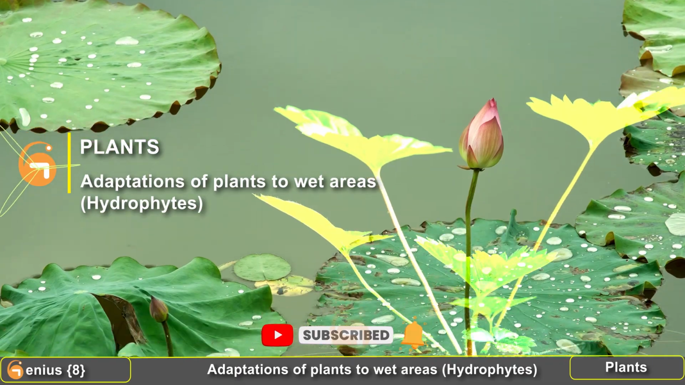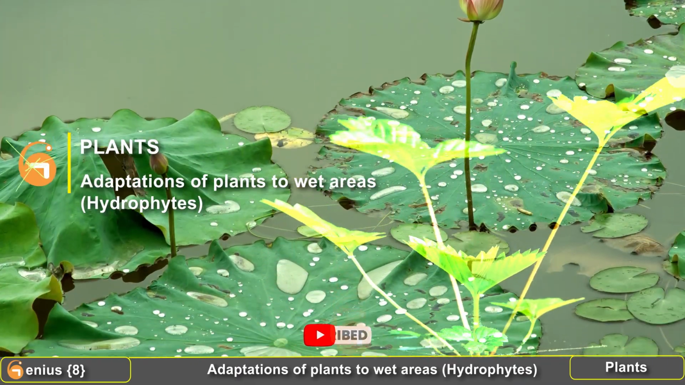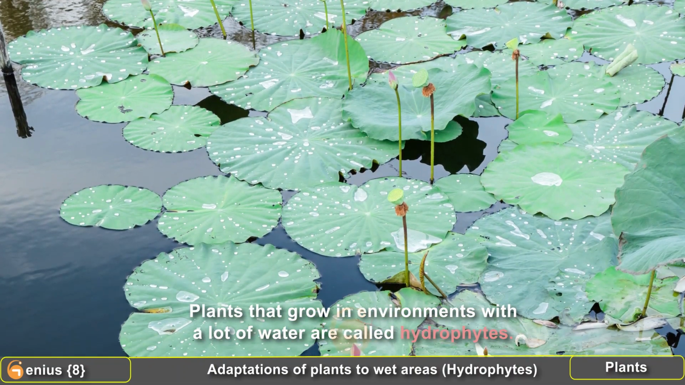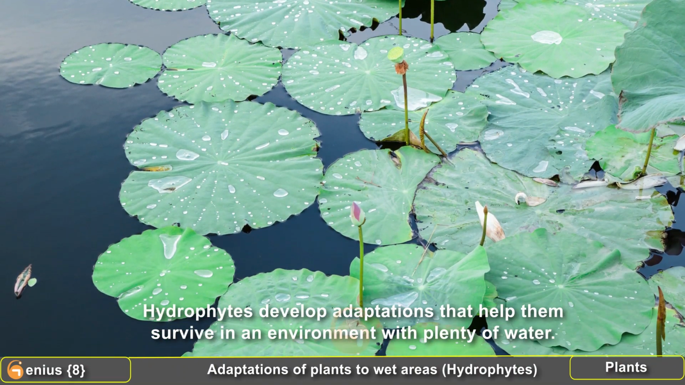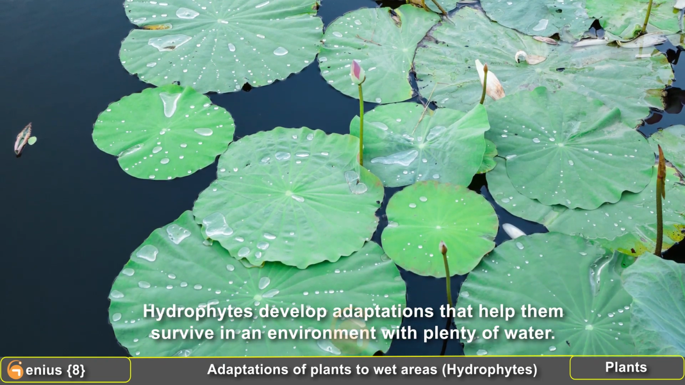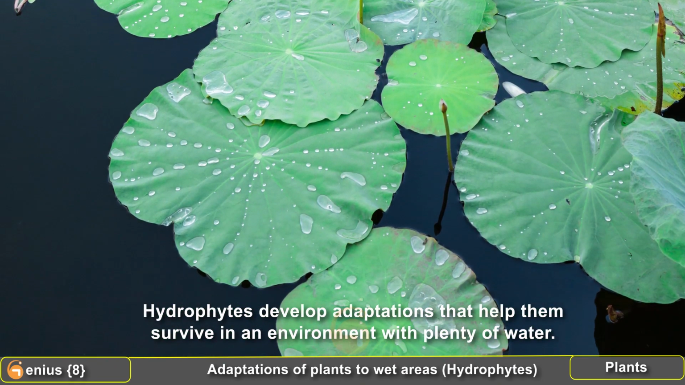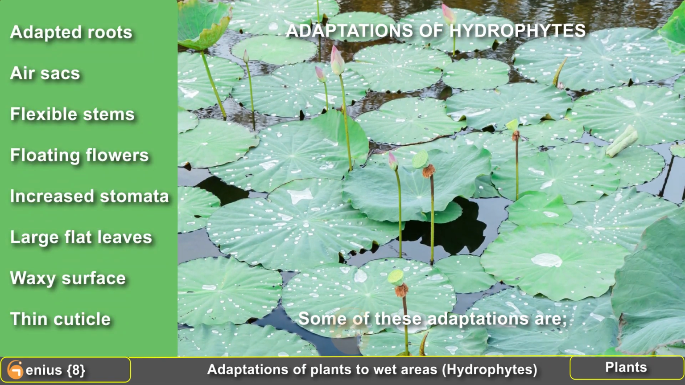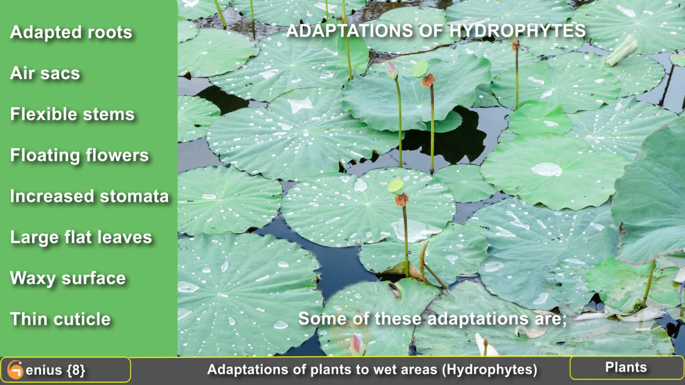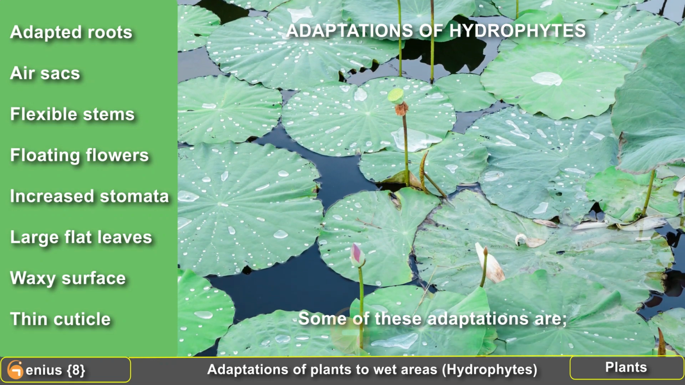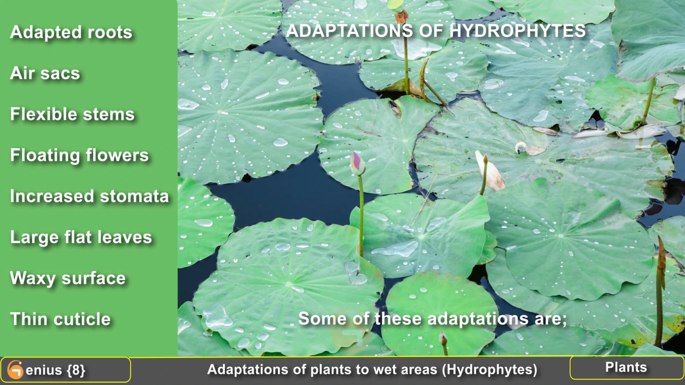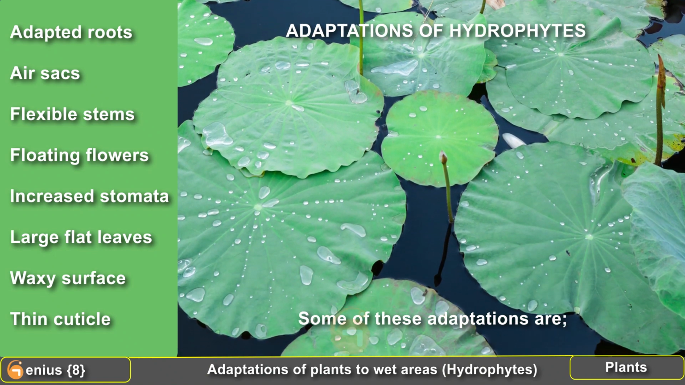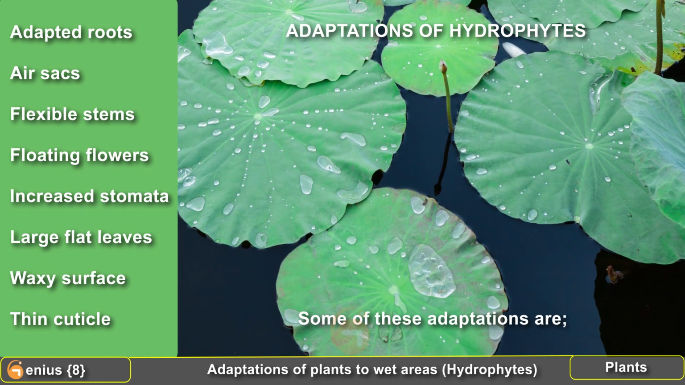Adaptations of plants to wet areas. Plants that grow in environments with a lot of water are called hydrophytes. Hydrophytes develop adaptations that help them survive in an environment with plenty of water. Some of these adaptations are adapted roots, air sacs, flexible stems, floating flowers, increased stomata, large flat leaves, waxy surface, thin cuticle.